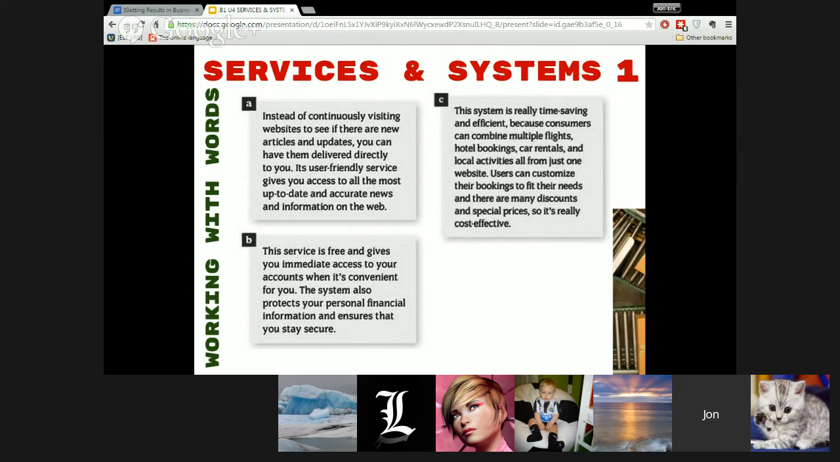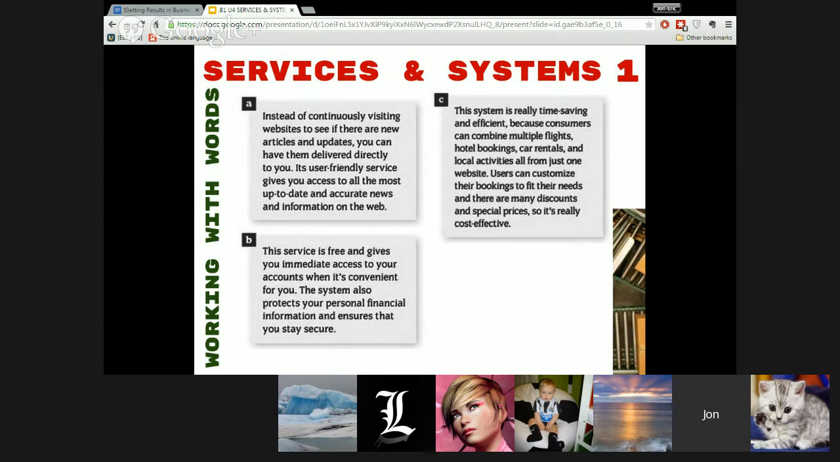User friendly service. Excellent. And what is user friendly? What kind of service can be called user friendly? The kind of service that gives you access to all the most up-to-date and accurate news, too much information on the web. Any kind of web-based service or anything that involves computers can be user friendly, right? So anything that's online can be user friendly. Yes. Okay, very good.